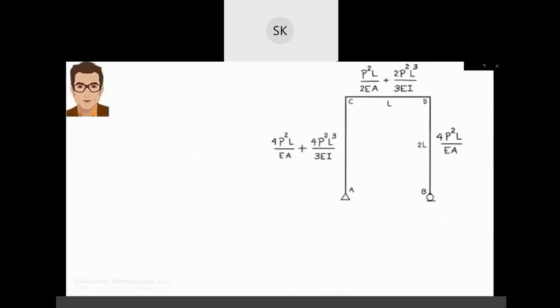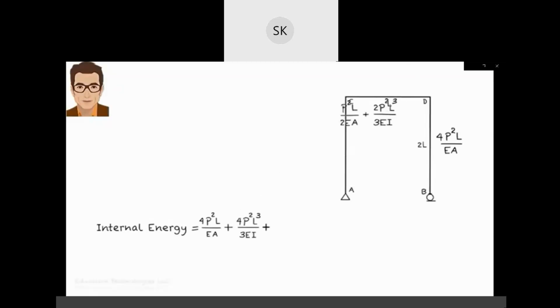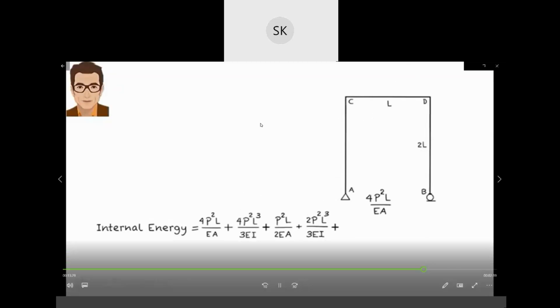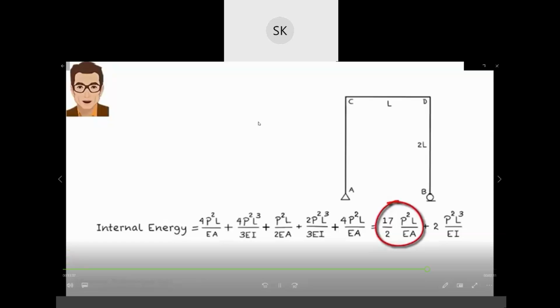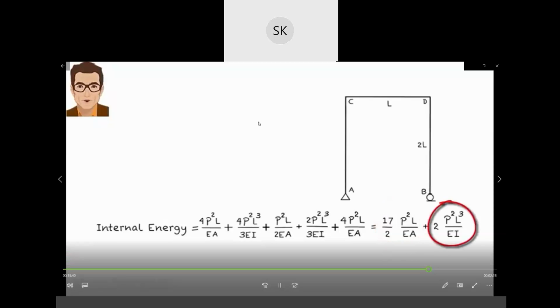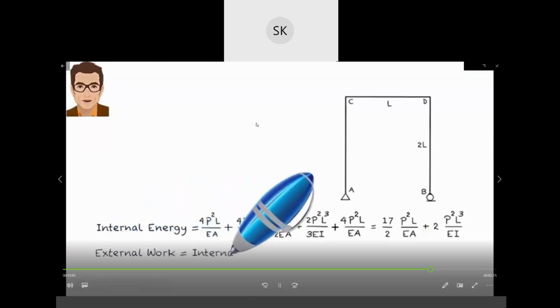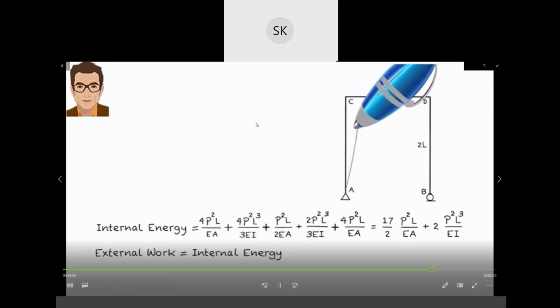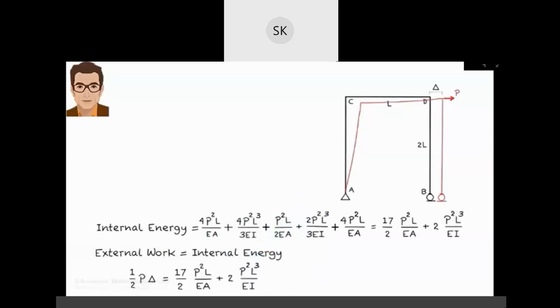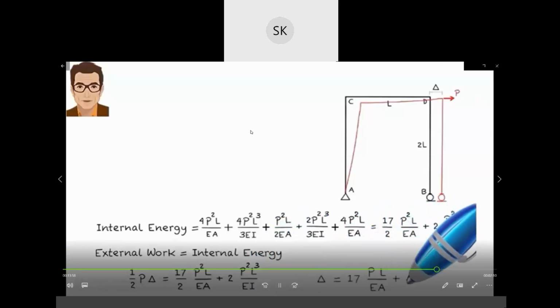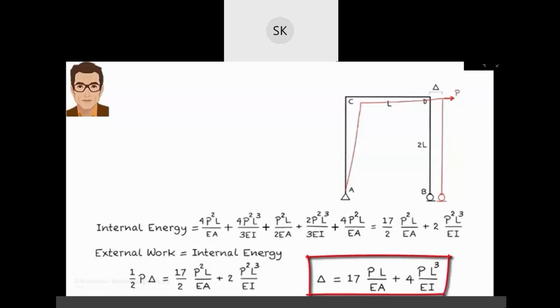Now we can write the structure's internal energy as the sum of the member internal energies. By the way, this portion of the internal energy is due to axial deformation, and this portion is due to bending. The equation for the work energy principle can now be written as, solving for delta, we get the horizontal displacement under the applied load.